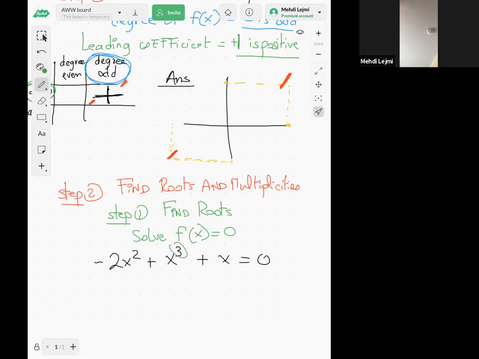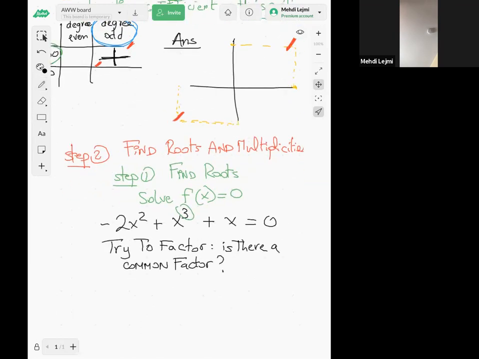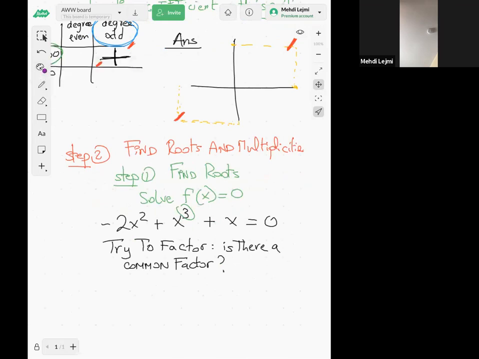So we cannot use the quadratic formula. Now, the next thing we can try is to factor. And how do we factor? Well, the question is, is there a common factor? Yes. X is a common factor because there's an x in here, an x in here, and an x in here, right? So we can factor out x. So here the answer is yes. So factor out x.